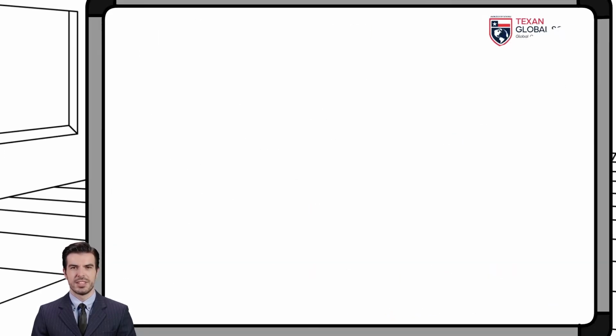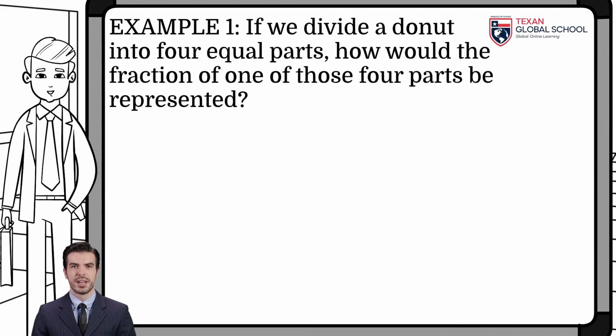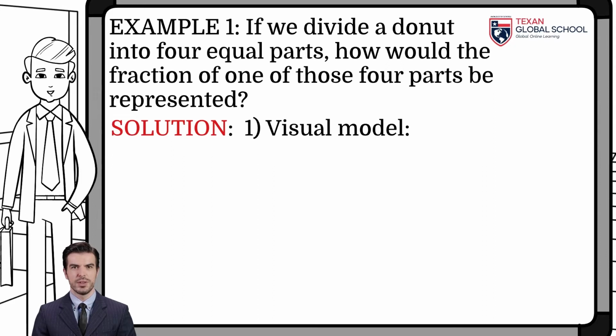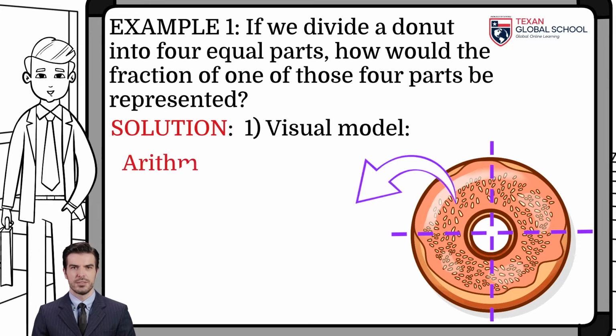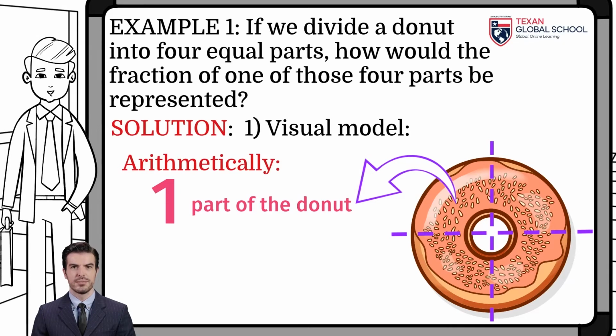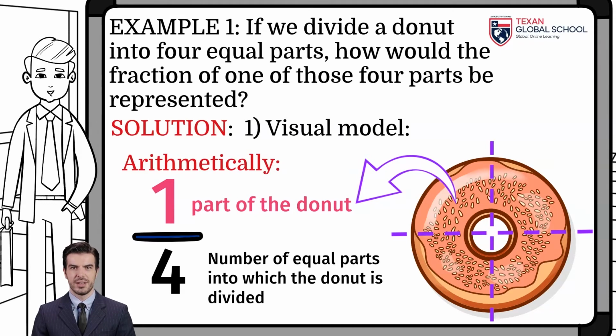Let's look at the first example. If we divide a donut into 4 equal parts, how would the fraction of one of those 4 parts be represented? Before starting, it is recommended to create a visual model of the problem. We then separate the donut into 4 equal parts. Because we want to know the fraction of one of its parts, we place the 1. We divide by 4, since there are 4 parts into which we divide the donut. So, the fraction of one of the 4 equal parts of the donut is 1 over 4.